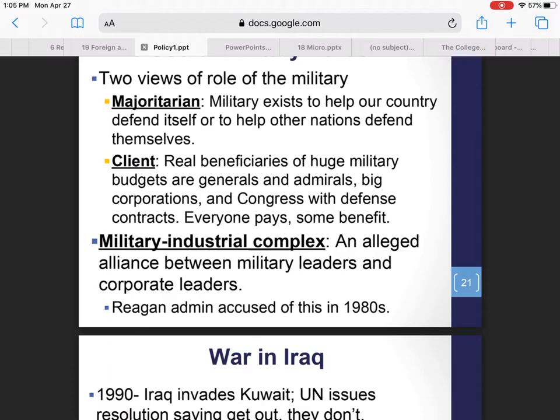So Eisenhower warned against this, and people really believe that this is a thing because Eisenhower was a military guy, and he said, look, this relationship between the military and business leaders, interest groups, is so powerful today, and this is something that our country needs to worry about looking into the future.